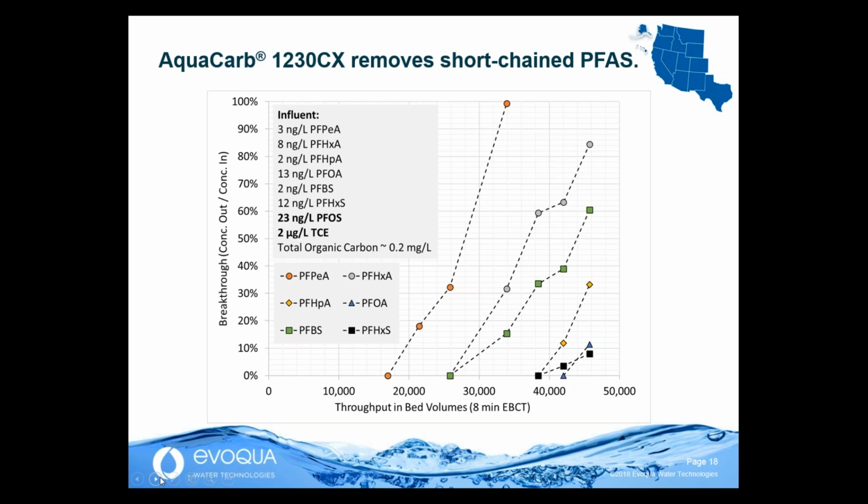So the shortest chains of the sulfonates, the perfluorobutane sulfonate, can be removed quite a bit more readily than a carboxylate. And with this cutoff, we can separate out where activated carbon is going to be best applied. A takeaway here also is that you see there's 2 parts per billion of TCE in the mix here, and that during this runtime there's no breakthrough of TCE. So an activated carbon that's applied for general VOC removal or for other targets can also simultaneously remove PFAS.